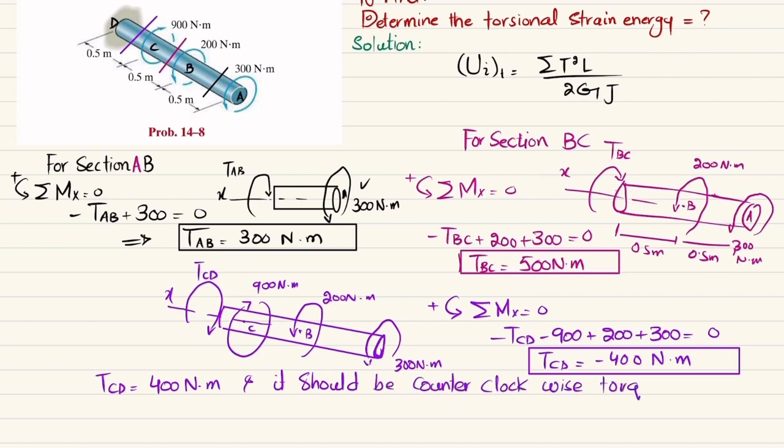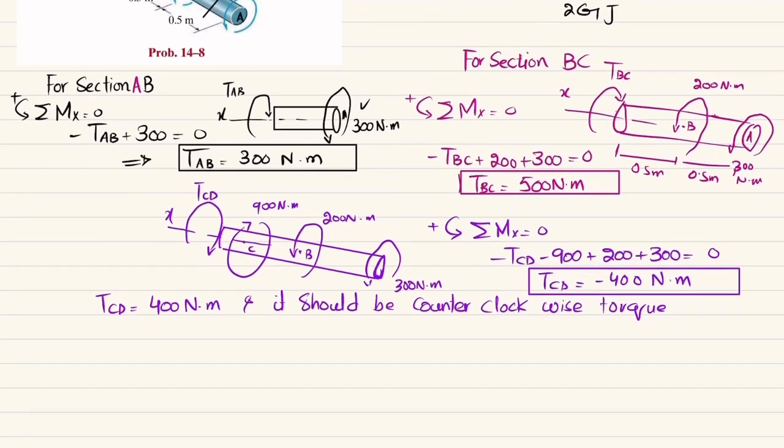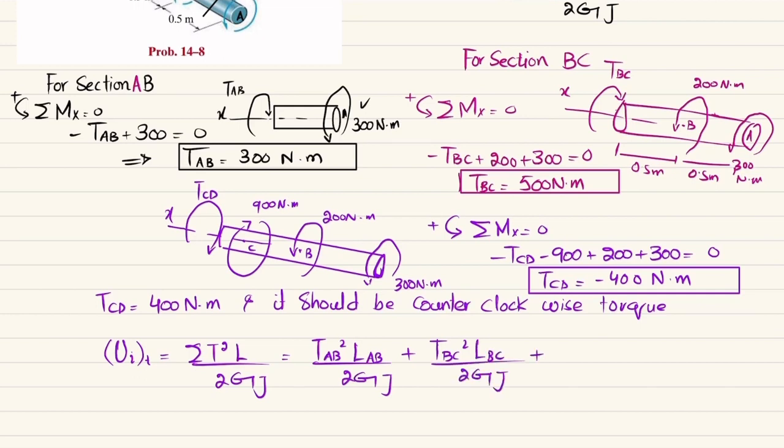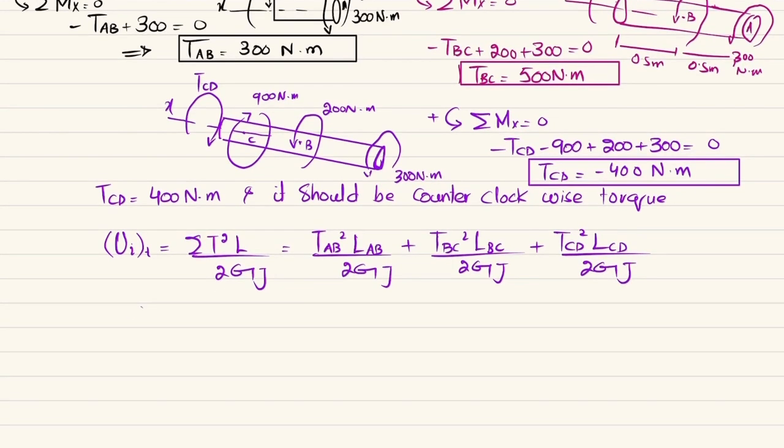Now we have torque in each section, so we will use this equation, and this equation is given as strain energy due to torsion is equal to sum of T square into L divided by 2GJ. So we have different sections, so I will split it: TAB square into LAB divided by 2GJ, since the material is same and diameter is same, plus TBC square into length of BC, LBC divided by 2GJ, plus TCD square into LCD divided by 2GJ.